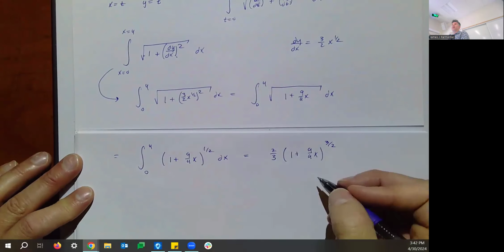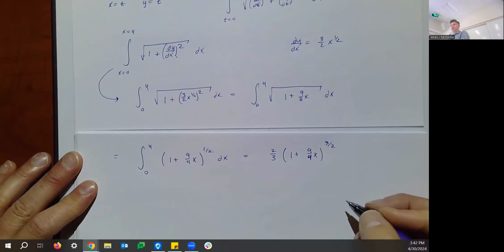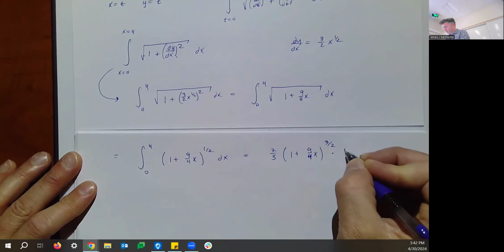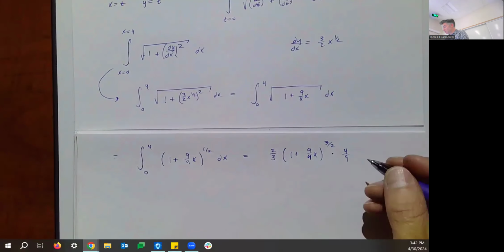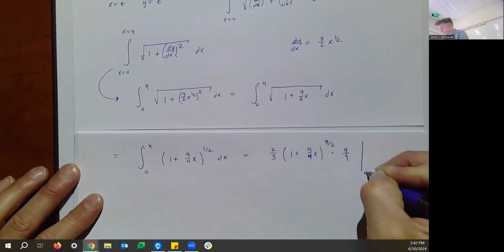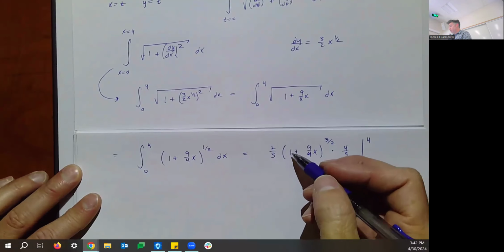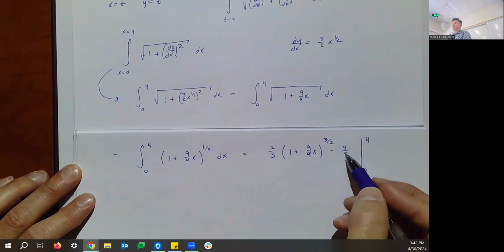And then what else do I need to divide by? The coefficient of x, which is 9/4. So I'm going to divide by 9/4 or multiply by 4/9. The reason this works is because if we took the derivative of this using the chain rule, we'd end up multiplying by a 9/4, which would cancel out the 4/9.